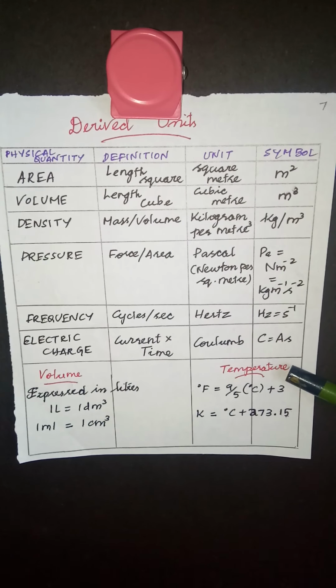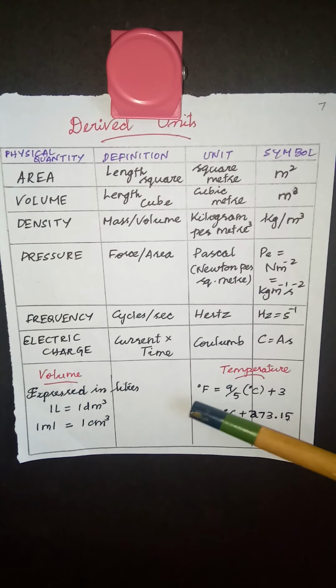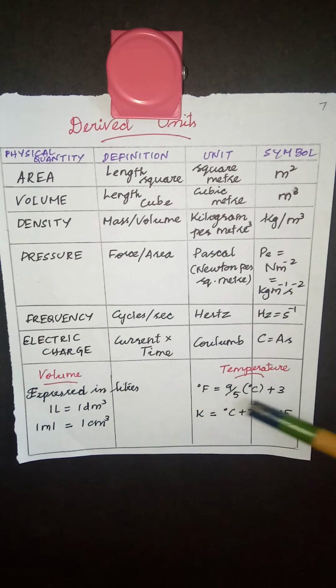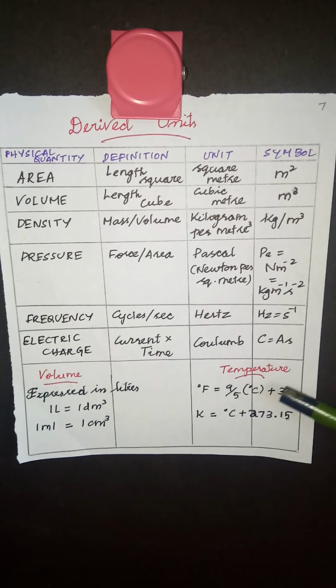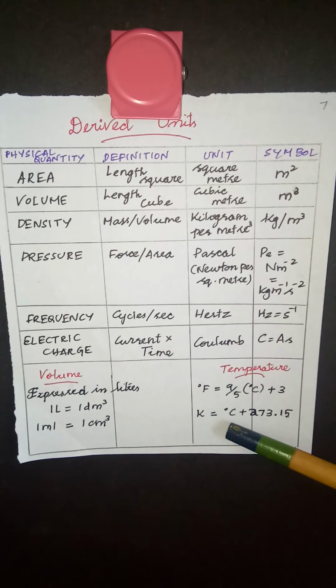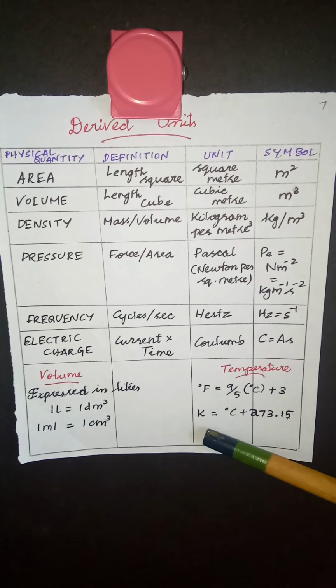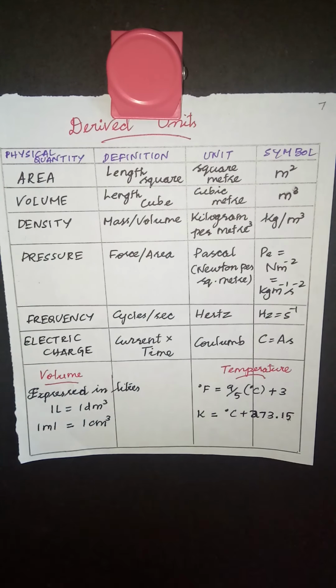And next one is temperature. What is the SI unit of temperature? It's Kelvin. But we use Fahrenheit and Celsius also. And this also you would have studied in lower class. If you want to convert Celsius into Fahrenheit, this is the formula that you use. 9/5 into the temperature in Celsius plus 32 will give you the temperature in Fahrenheit. Same way, take the temperature in Celsius and add this value, 273.15, you get the answer in Kelvin. So you can express the temperature in Kelvin. So these are the commonly used units other than the SI units.